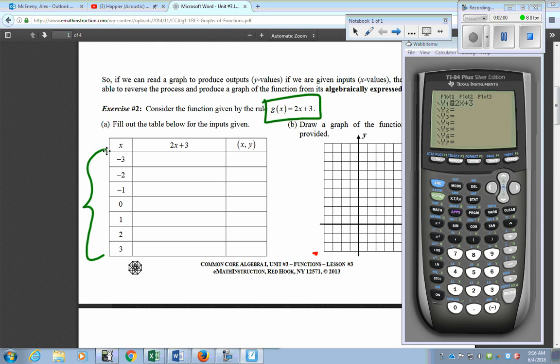So the first thing I'm going to do is hit the mode button. I'm going to change the functions on the calculator to g-t or graph-table. Then I'll go second graph. And again, I'm looking for -3 to 3. So in this case, when I have -3, I get -3 out. And then with -2, because they want me to write these as coordinates, I get -1.